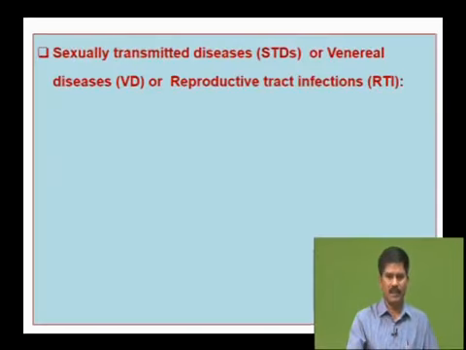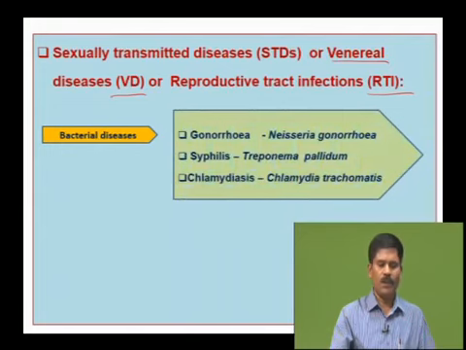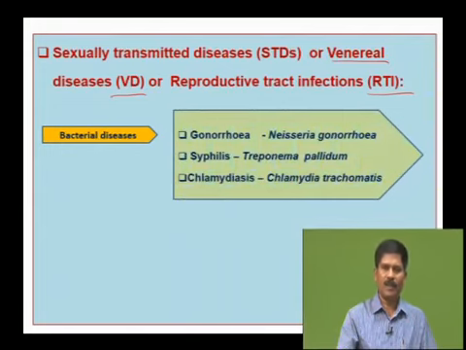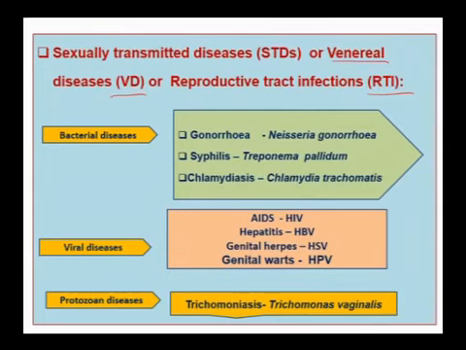Sexually transmitted diseases, abbreviated as STDs. These are diseases which spread through sexual contact with an infected person. They are also called venereal diseases or VD, or reproductive tract infections or RTI. The common sexually transmitted diseases include gonorrhea, syphilis, chlamydiasis, which are caused by bacteria; then viral diseases which include AIDS, hepatitis, genital herpes and genital warts; then protozoan disease includes trichomoniasis, caused by Trichomonas vaginalis.